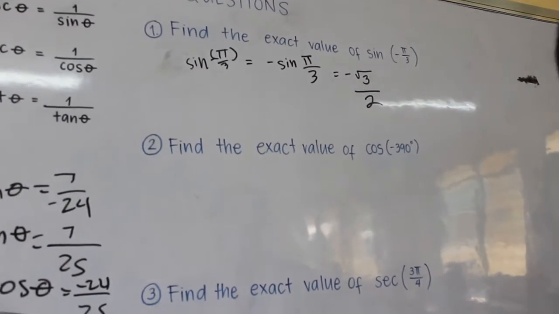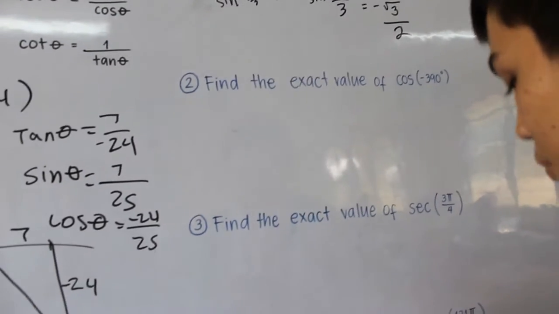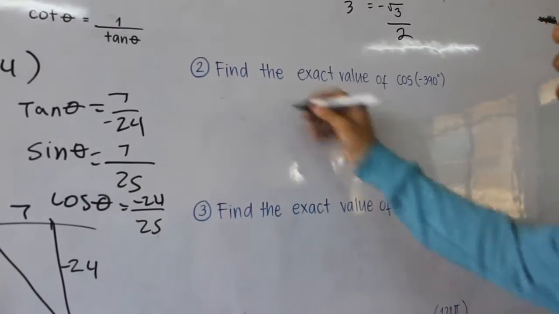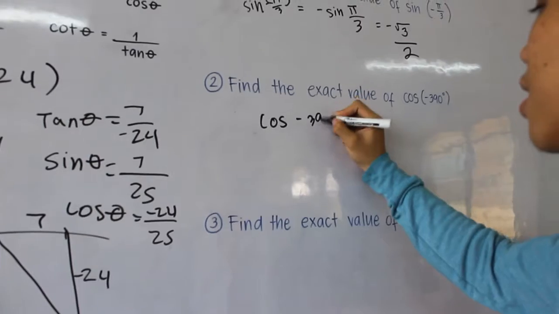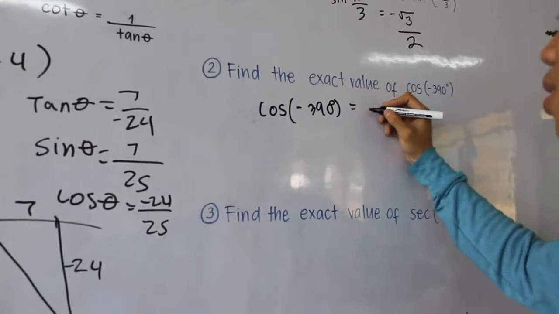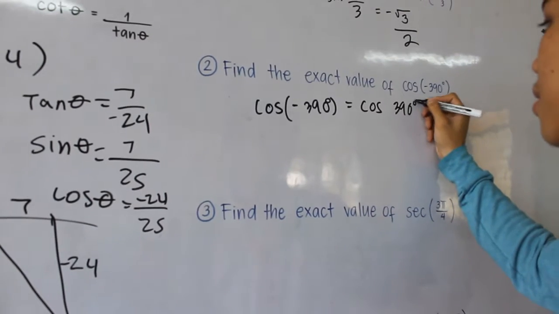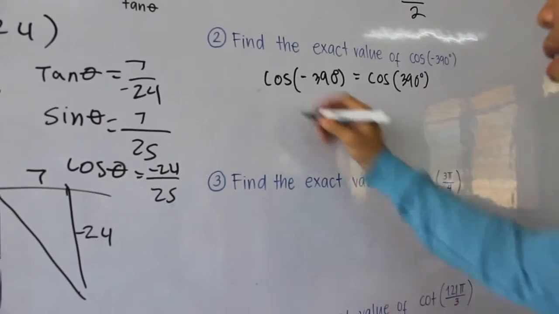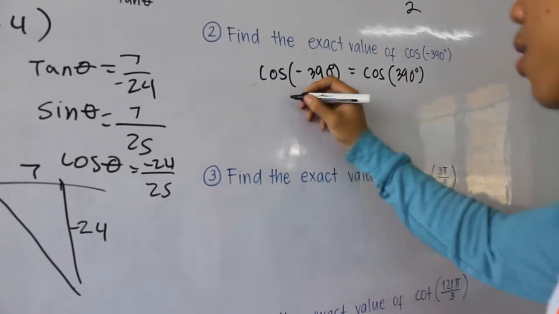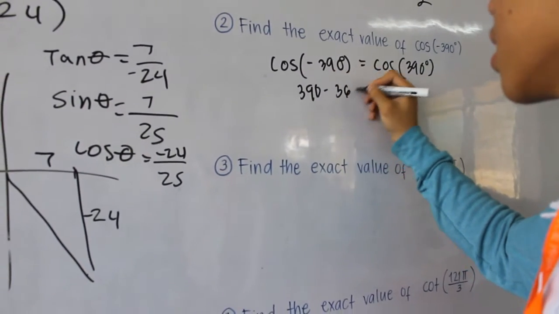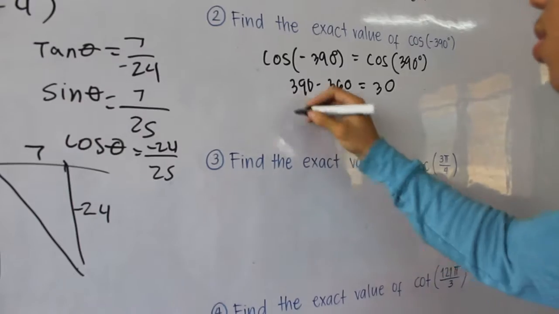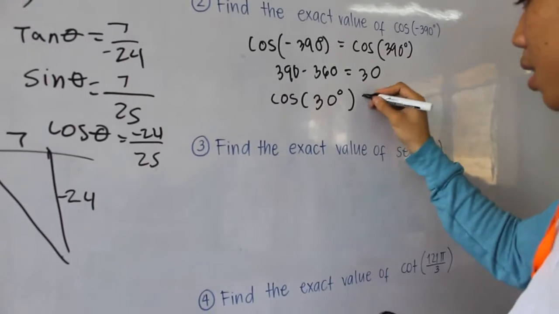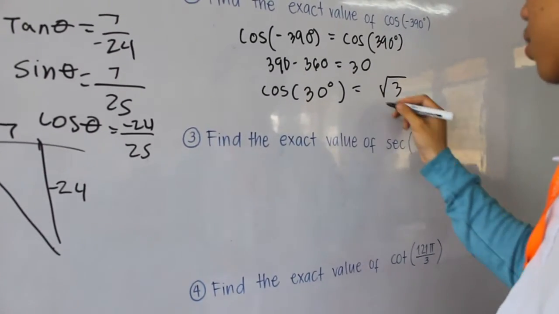So, for number 2, find the exact value of cos negative 390. So, since cos is an even function, cos negative 390 degrees also equals cos 390 degrees. And since 390 is more than 360, we have to find the coterminal angle. So 390 minus 360 is equal to 30. So we have to use cos 30 degrees. And that would be square root of 3 over 2.